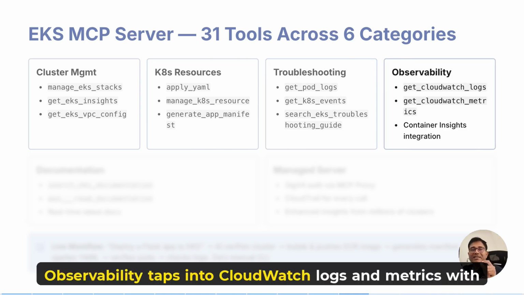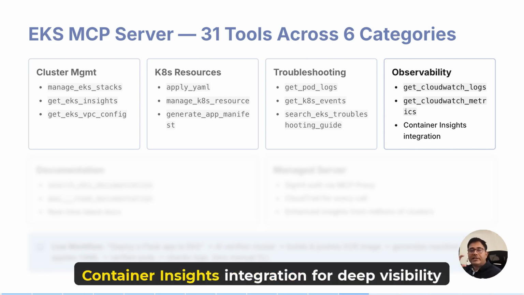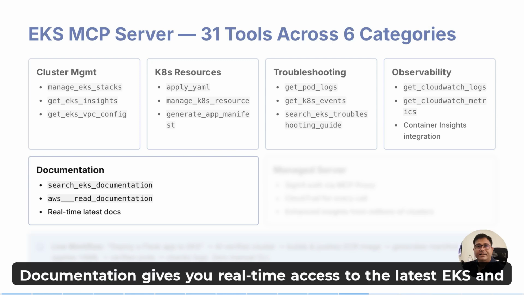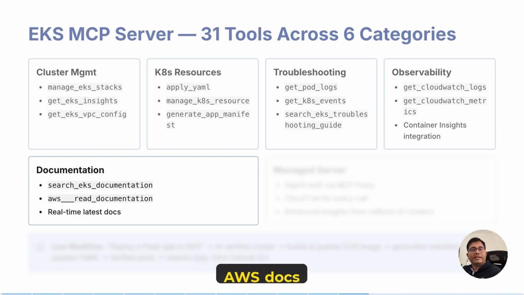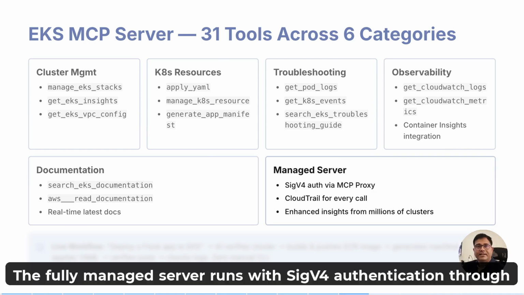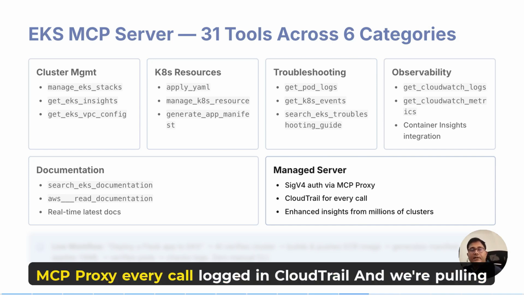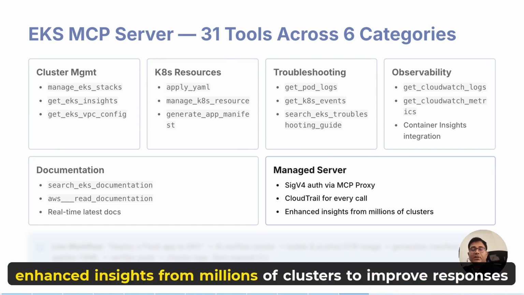Observability taps into CloudWatch logs and metrics with Container Insights integration for deep visibility. Documentation gives you real-time access to the latest EKS and AWS docs. The fully managed server runs with SigV4 authentication through the MCP proxy. Every call is logged in CloudTrail, and we're pulling enhanced insights from millions of clusters to improve responses.